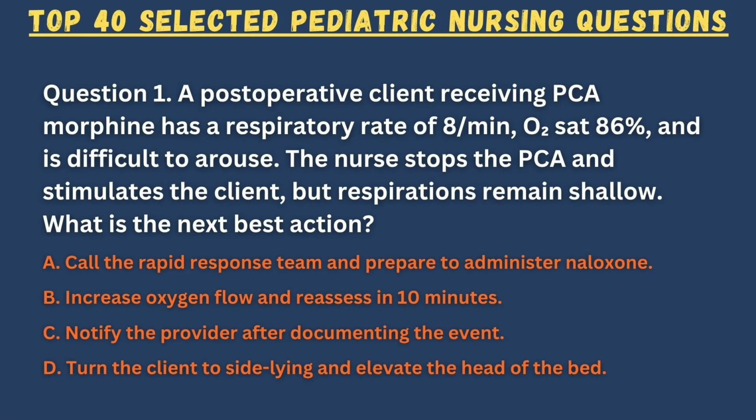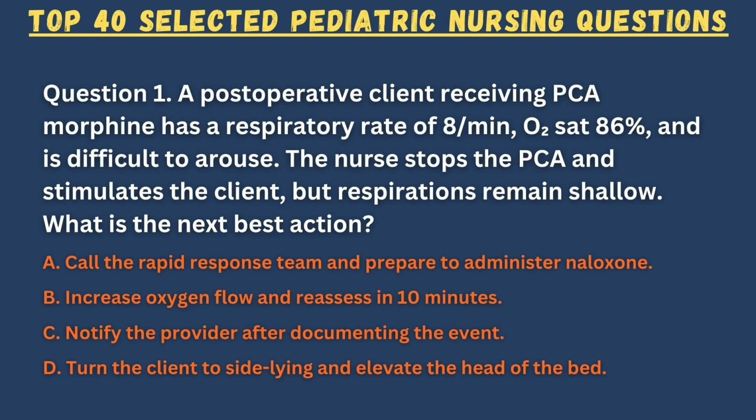Question 1. A postoperative client receiving PCA morphine has a respiratory rate of 8 per minute, O2 sat 86%, and is difficult to arouse. The nurse stops the PCA and stimulates the client, but respirations remain shallow. What is the next best action?